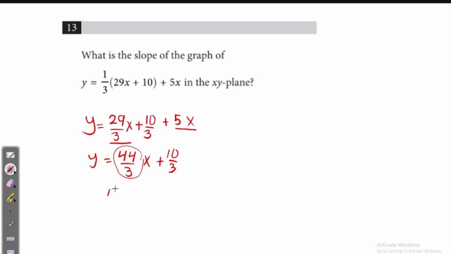This is 14.66667. It's equal to 44 over 3. You can always do it graphically by hand and then check your answer with Desmos, or if you can deal with Desmos more easily, it all belongs to you.